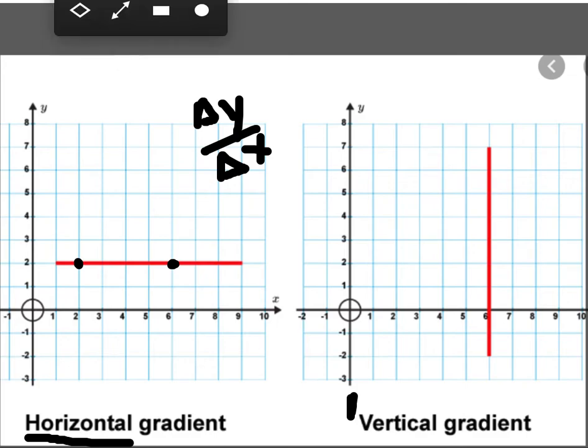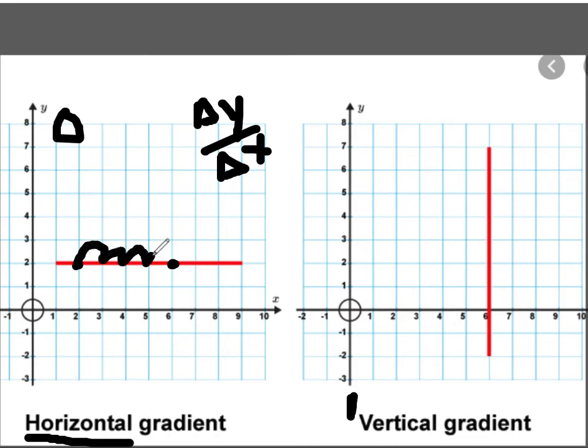Okay, so let's figure out what our change in Y and change in X is. Well, did I go up? Do I have to go up any? No, I don't, to get from here to here. So my change in Y is going to be 0. I don't have to move any up to get from here to here. My change in X is going to be 1, 2, 3, 4. My change in X is 4.